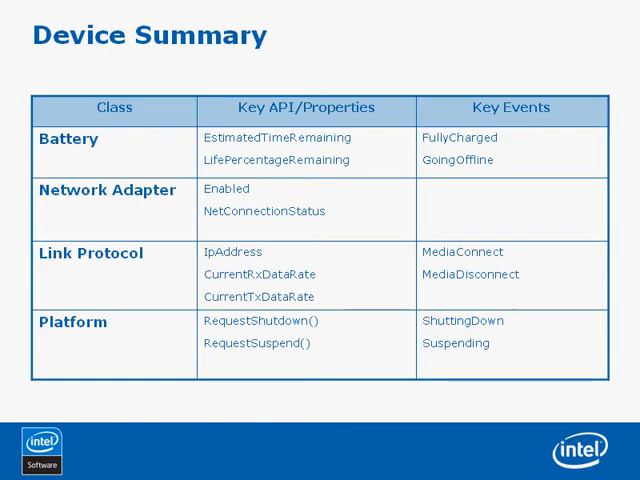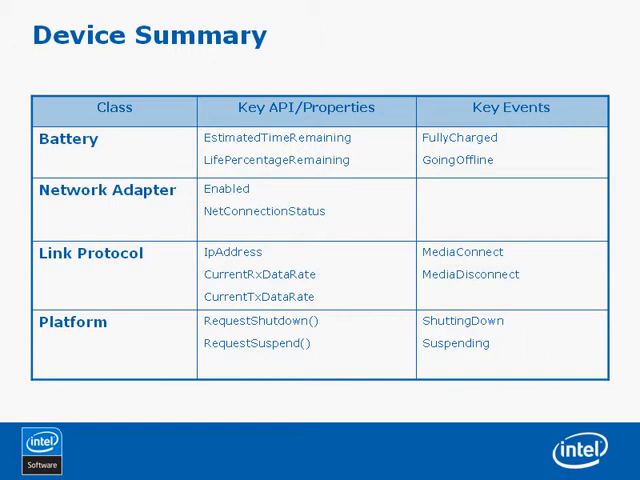The battery class provides access to information, policies, and events related to system batteries. APIs include estimated time remaining and life percentage remaining. Two of its key events include fully charged, to indicate the full charge state of a battery, and going offline, to indicate that a battery is no longer powering the system.